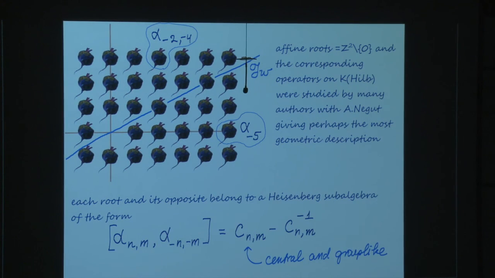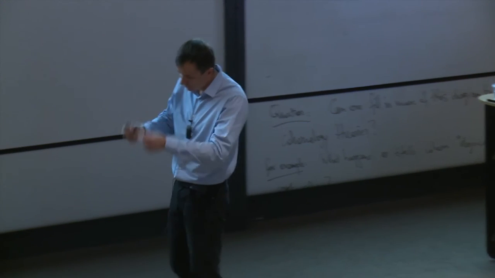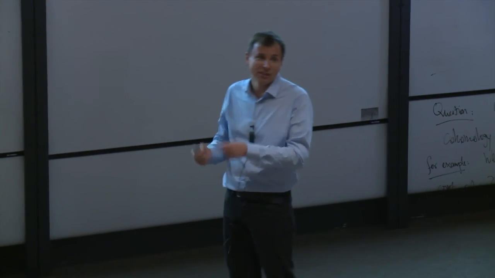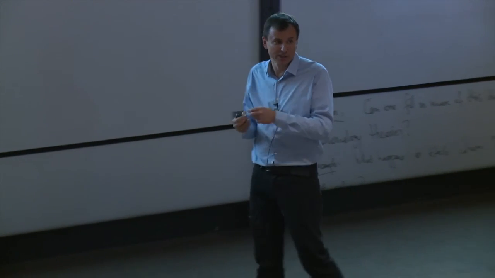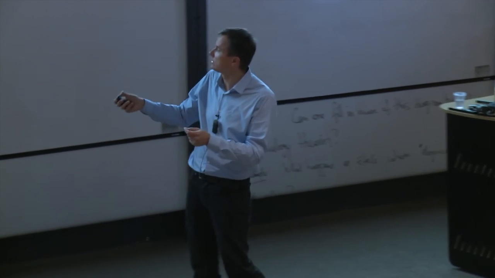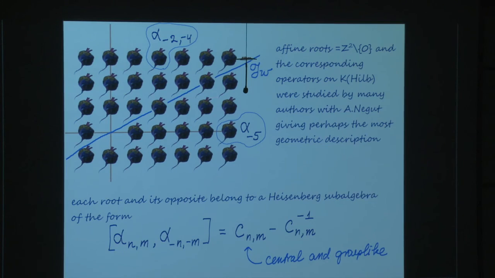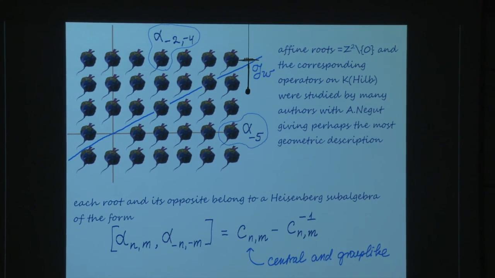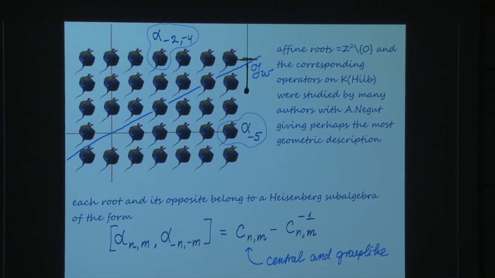Each one of these roots is an imaginary root. Each one gives you a three-dimensional Heisenberg algebra with a commutation relation of this kind. The commutator of this root and the opposite root is just a constant, and the constant you write in this way. This operator has been studied from various points of view, but if you look for a good geometric realization of them, you want to look in the paper by the good. And so there are some particular operators.